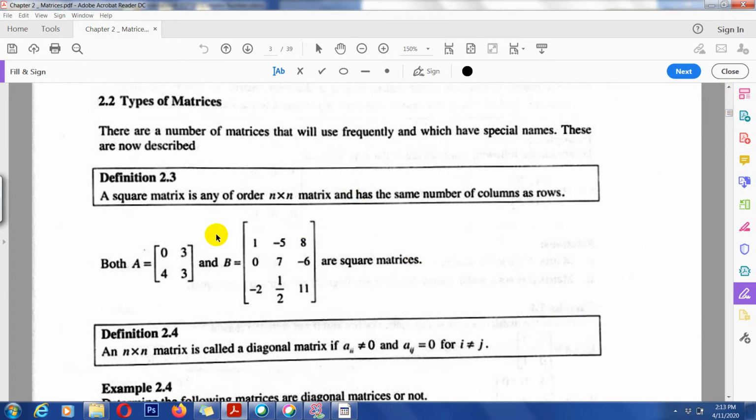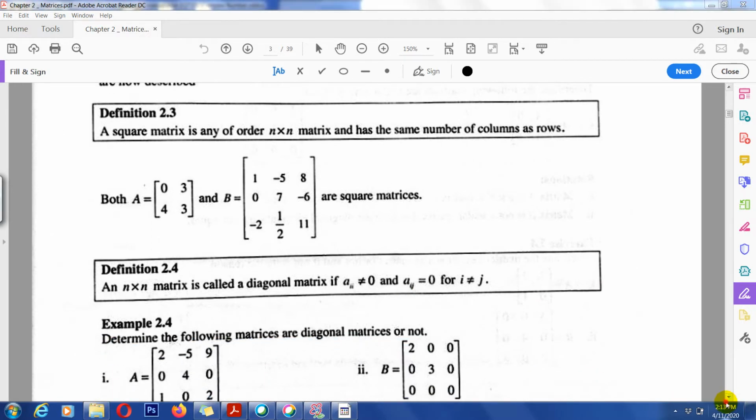Okay, square matrix. We have the same number, n by n: 2 by 2, 3 by 3, 4 by 4. We call these square matrices. A diagonal matrix is one where if i is not equal to j, then a_ij is equal to 0.